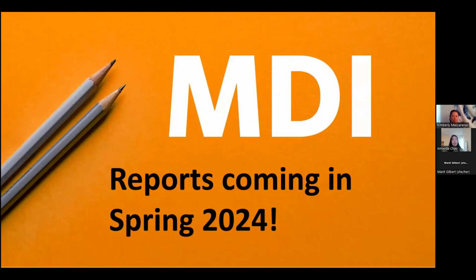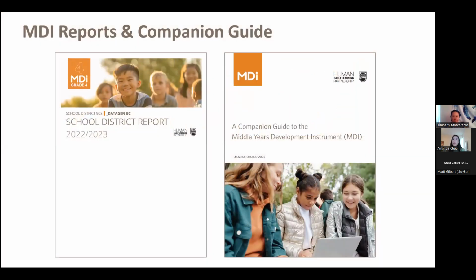And now I'll speak a bit about MDI reports. So school reports are privately accessed via the MDI system, and separate reports are produced for each grade that a school in the district participated in, and are available to school district superintendents and the designated MDI school district leads. And then the school district reports will be available on the HELP website in the spring for BC school districts, including all of the results for your district. And for school systems participating outside of BC, the school district reports are available on the MDI system. And results for the school district reports are mapped by where children live.